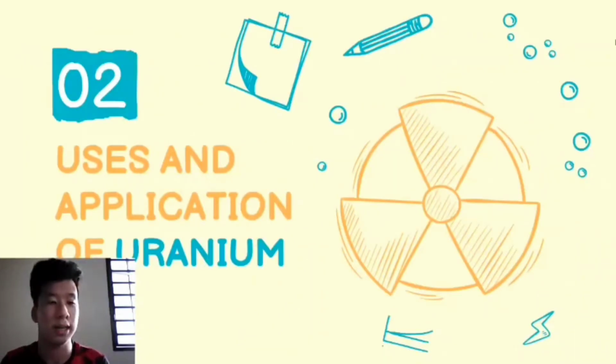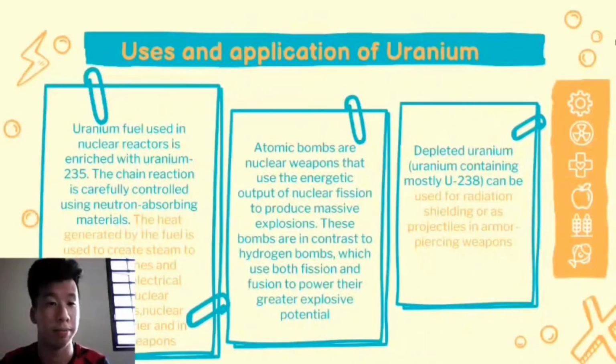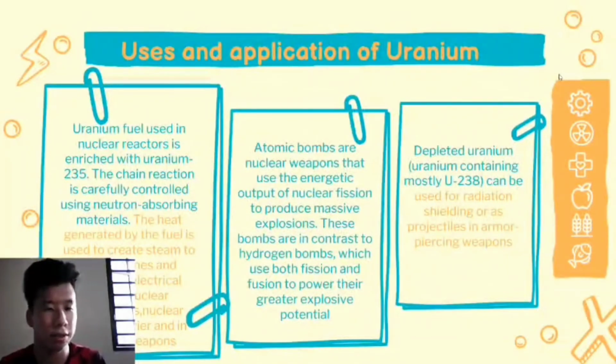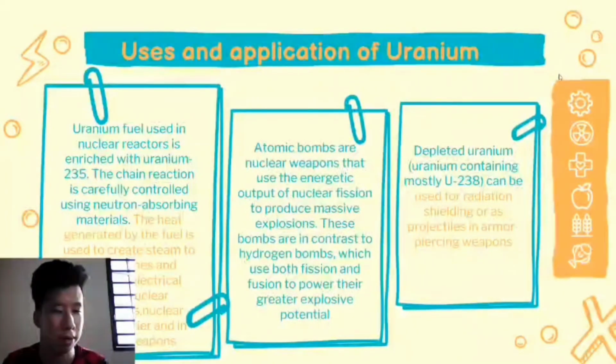Next, the uses and application of uranium. Uranium fuel used in nuclear reactors is enriched with uranium-235. The chain reaction is carefully controlled using neutron-absorbing materials. The heat generated by the fuel is used to create steam, to turn turbines, and generate electrical power for nuclear submarines, nuclear aircraft carriers, and in nuclear weapons.